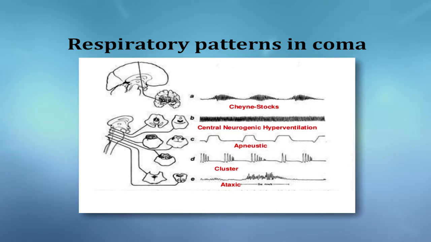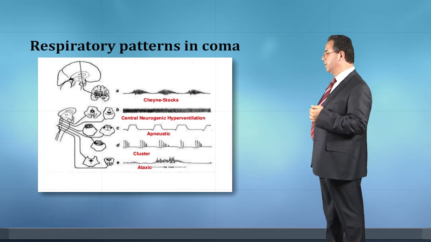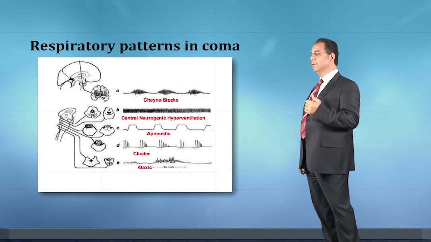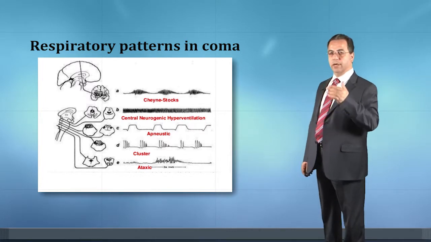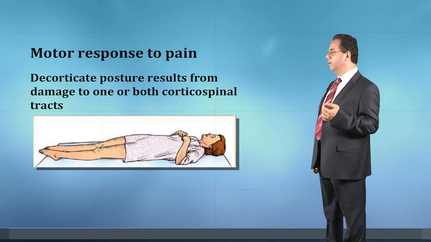For example, Cheyne-Stokes breathing can indicate an upper bilateral cortical dysfunction. It could indicate bilateral thalamic problems. It goes with tentorial or supratentorial herniation, and sometimes with deep metabolic disturbances. Other breathing patterns are shown on the slide, and they indicate various levels of abnormality or dysfunction at the brainstem level.